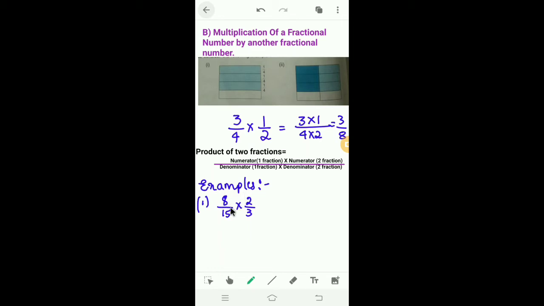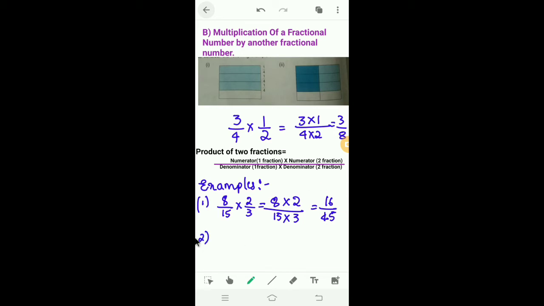Let's solve examples. In that, first one, 8 by 15 into 2 by 3. So what is the formula? Product of two fractions is equal to numerator of first fraction, that is 8, into numerator of second fraction, that is 2, by denominator of first fraction, that is 15, into denominator of second fraction, that is 3. 8 2s are 16, 5 3s are 15... 15 3s are 45. So the answer is 16 by 45. 16 by 45 is a proper fraction.